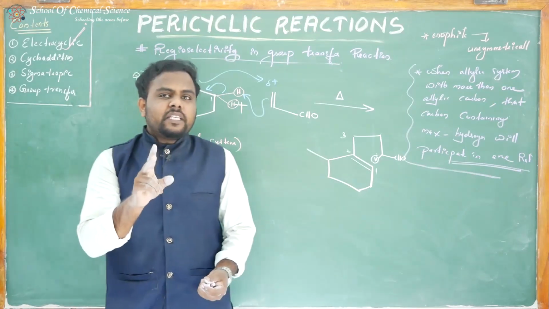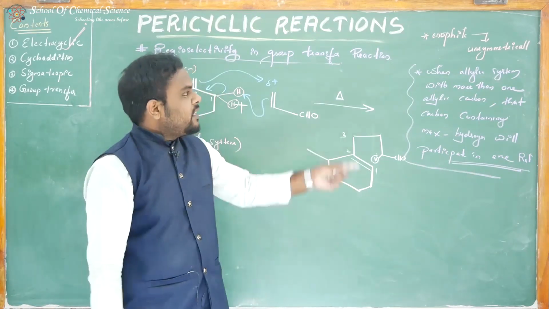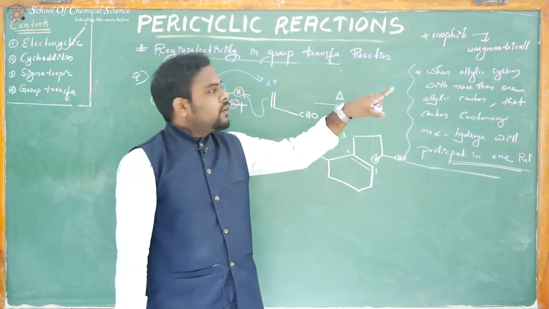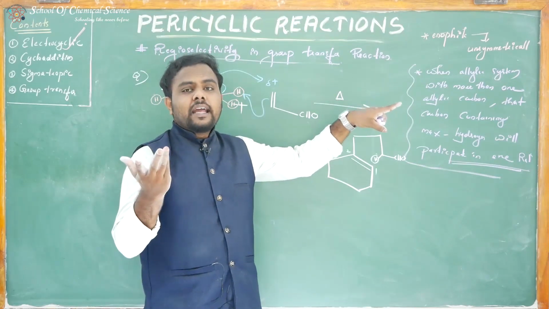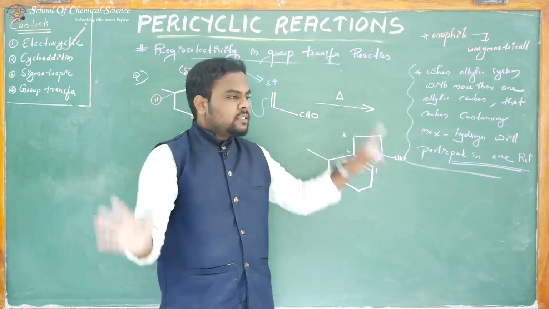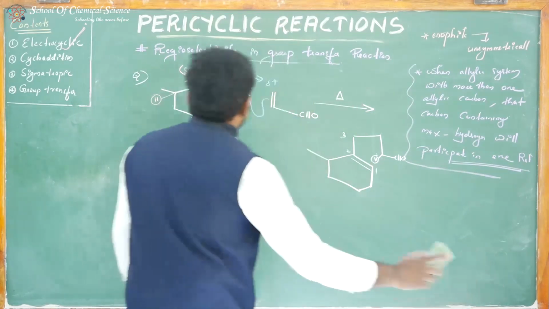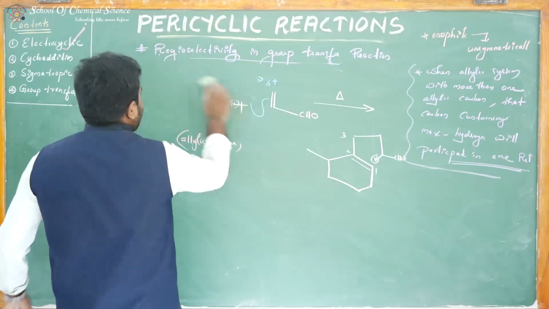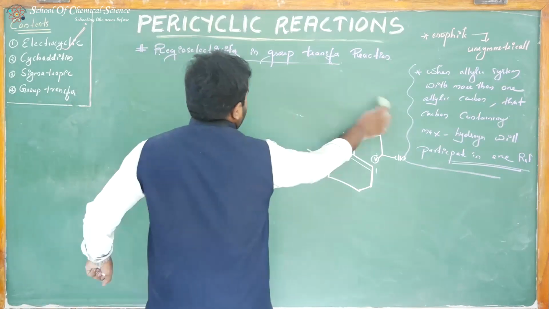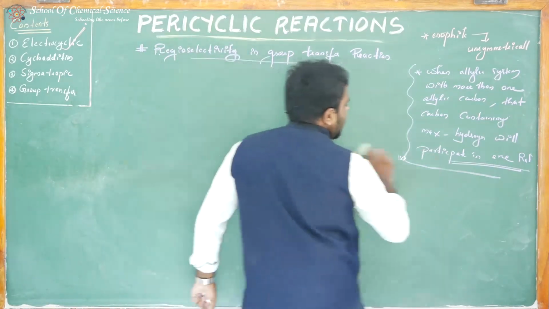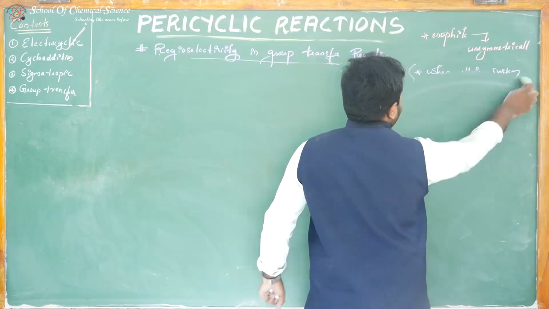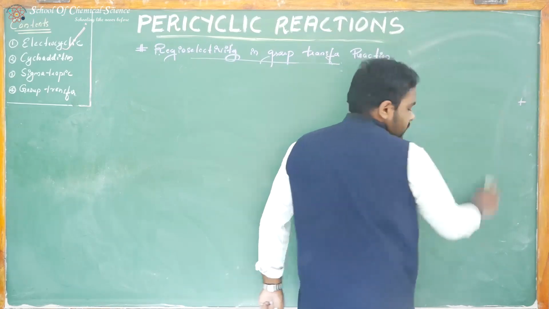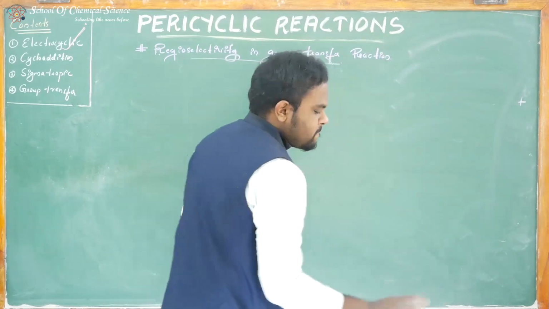So regioselectivity matters in two cases: when the enophile is unsymmetrical, or when more than one allylic carbon is present. In both cases you have to consider the regioselectivity. Then please write the next question.